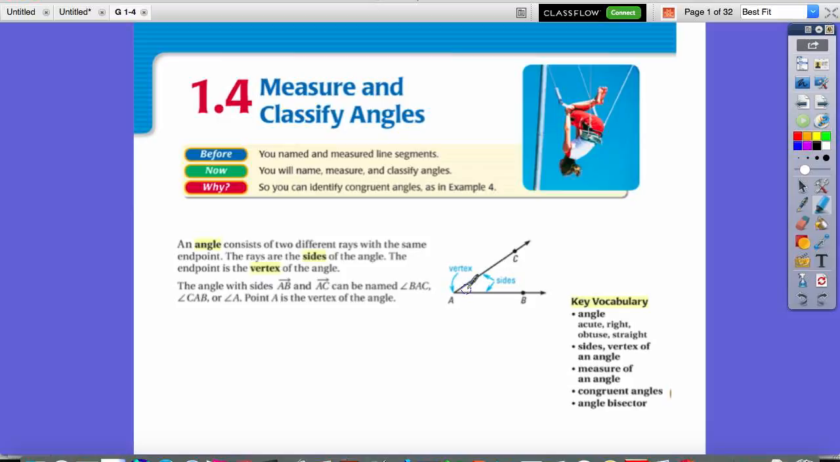So in this example, the angle with sides ray AB and ray AC can be named, using the angle symbol, BAC, CAB, or angle A. Since A is the vertex and there's only one angle here with a vertex of A, we can call it angle A. And the reason we can call it CAB or BAC is because A is the vertex, and you'll notice that's in the middle of the three letters naming the angle.